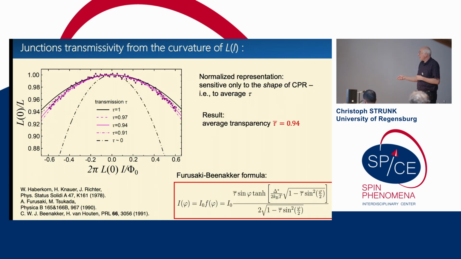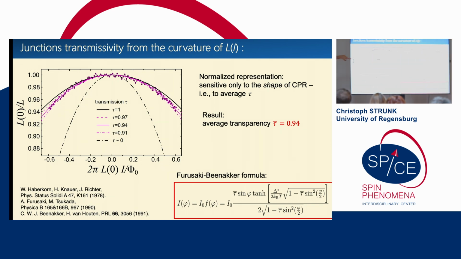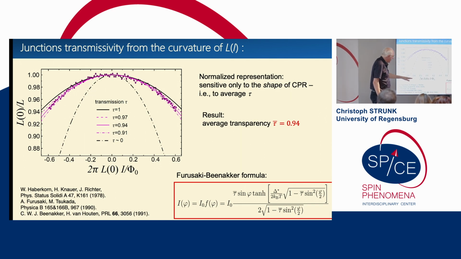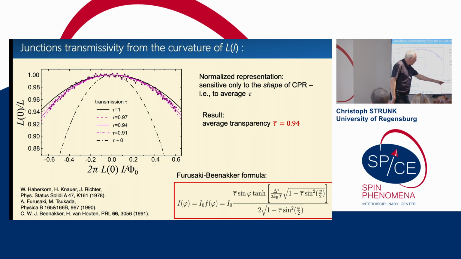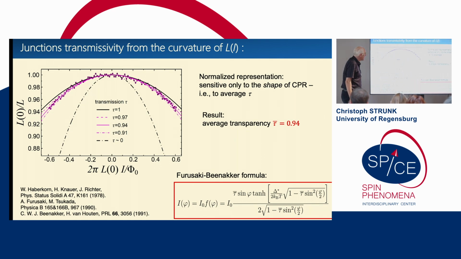If I now plot the inverse of the inductance, L0 over L, in a dimensionless form, and here L times current I divided by the flux quantum, then this current-dependent inductance develops a kind of universal shape that depends only on the transparency. Because in this ratio we have divided out the prefactor I0, and it is known how this should look.